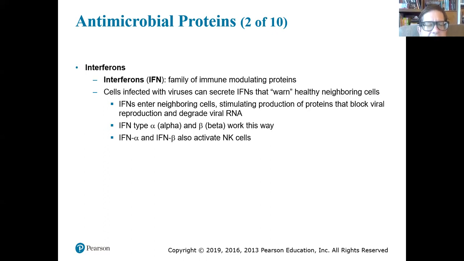We have type alpha and type beta interferons that do that. We also have another option, which is that alpha and beta have a separate path of activity where they can activate natural killer cells. Remember those lymphocytes.